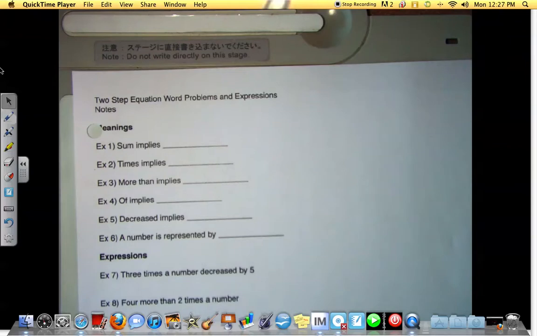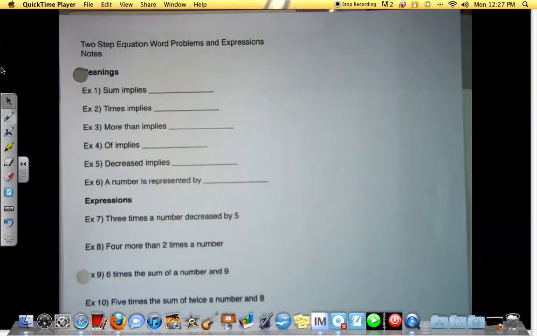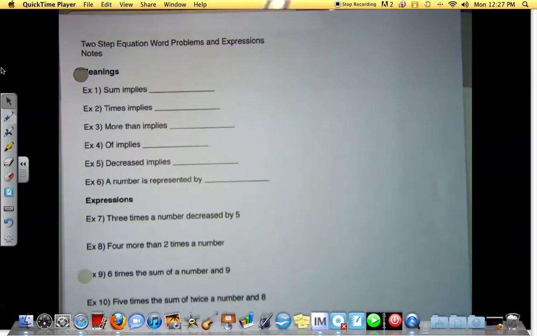Looking at word problems. We looked at one-step word problems. Today we're looking at two-step word problems. We're also looking at expressions. So let's look at some meanings first.